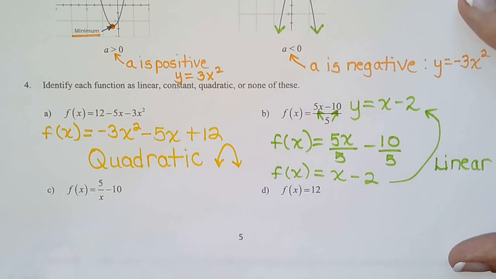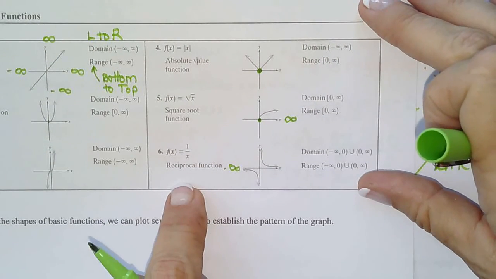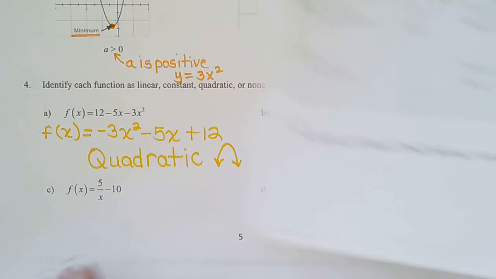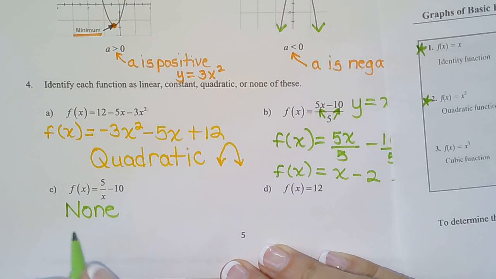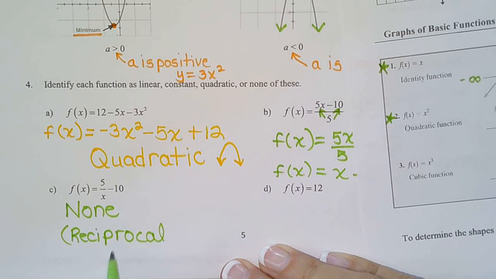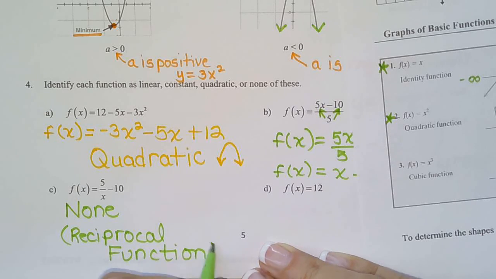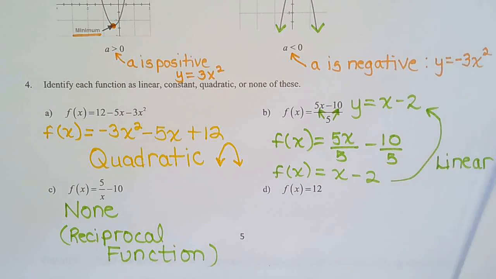Here you should recognize this from the front page. It's called the reciprocal function. So we need to write none, and we can write reciprocal function just to remind ourselves from the front. So anytime x is in the denominator, that makes it a reciprocal function. I hope I spelled that right, reciprocal.